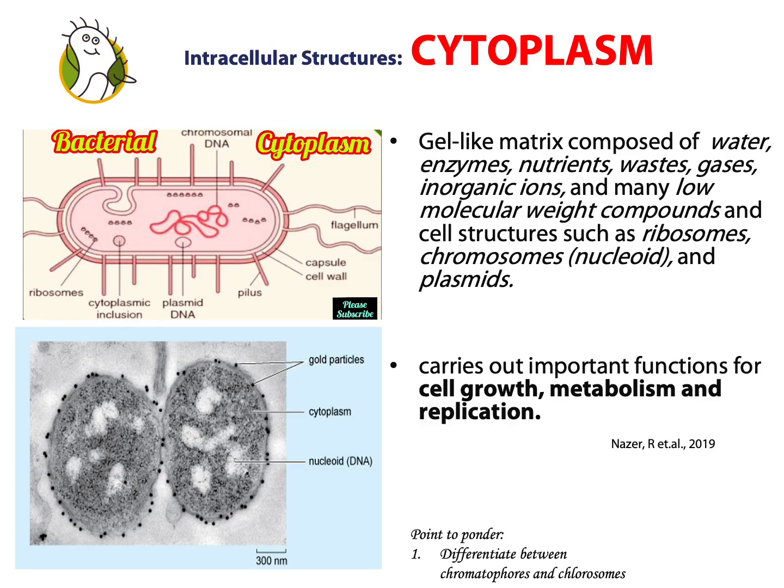Your cytoplasm, or protoplasm, of a bacterial cell is a gel matrix composed of water, enzymes, nutrients, waste, gases, inorganic ions, and many low molecular weight compounds. Your cytoplasm also carries the function for cell growth, metabolism, and replication. Since it carries this function, class, your cytoplasm contains your ribosomes, chromosomes, and plasmids.